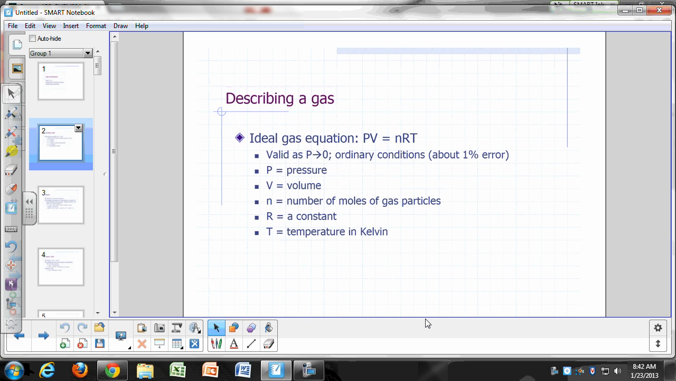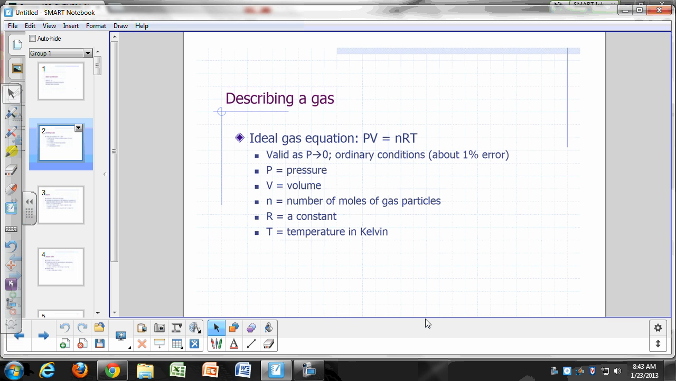To describe a gas, the ideal gas equation is a very neat equation because it summarizes the behavior of gases when the pressure approaches zero. So under very low pressures, this equation, PV equals nRT, the ideal gas equation, pretty much summarizes the behavior of all gases. Under ordinary conditions, like room temperature, 1 atmosphere pressure, if you use this equation to do calculations, you'll probably be in error by about 1%. So that's a pretty good equation.